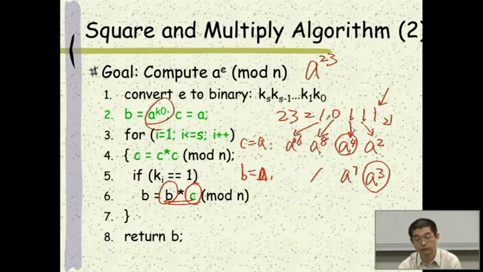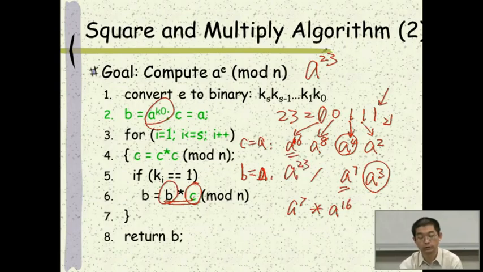And because this is a bit 1 here, I'm going to multiply the current value of b, which is a to the power 7, by the current value of c, which is a to the power 16. If you multiply them up, you got a to the power 23, which is exactly what we're trying to compute. Okay? So this is a different approach, but they have the same essence.